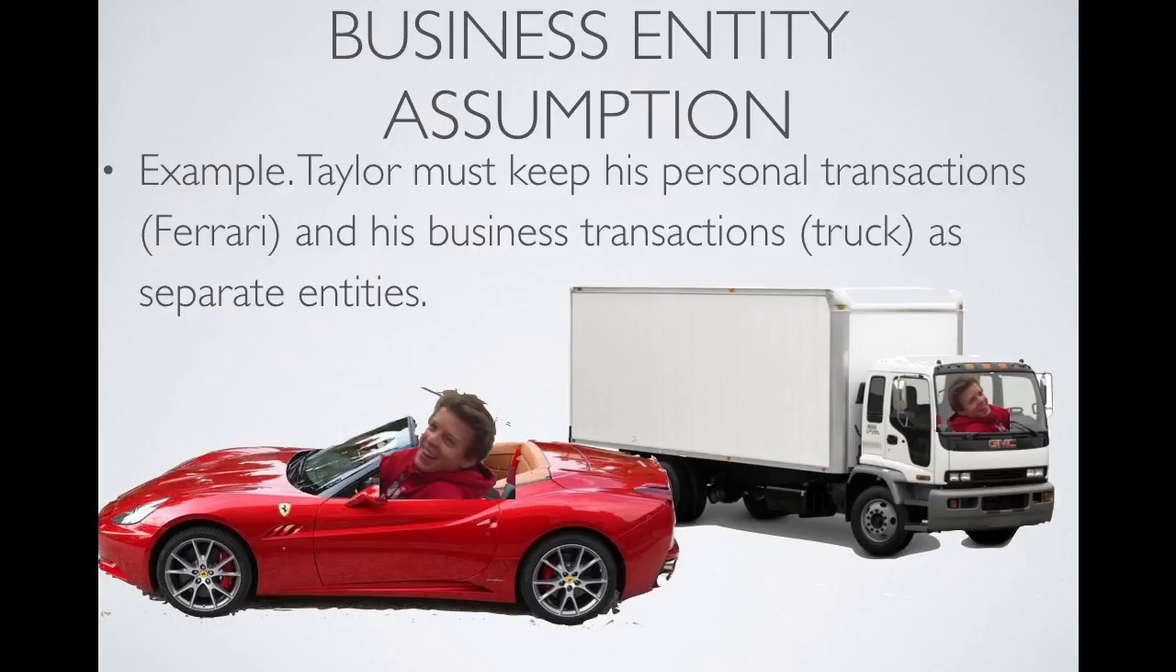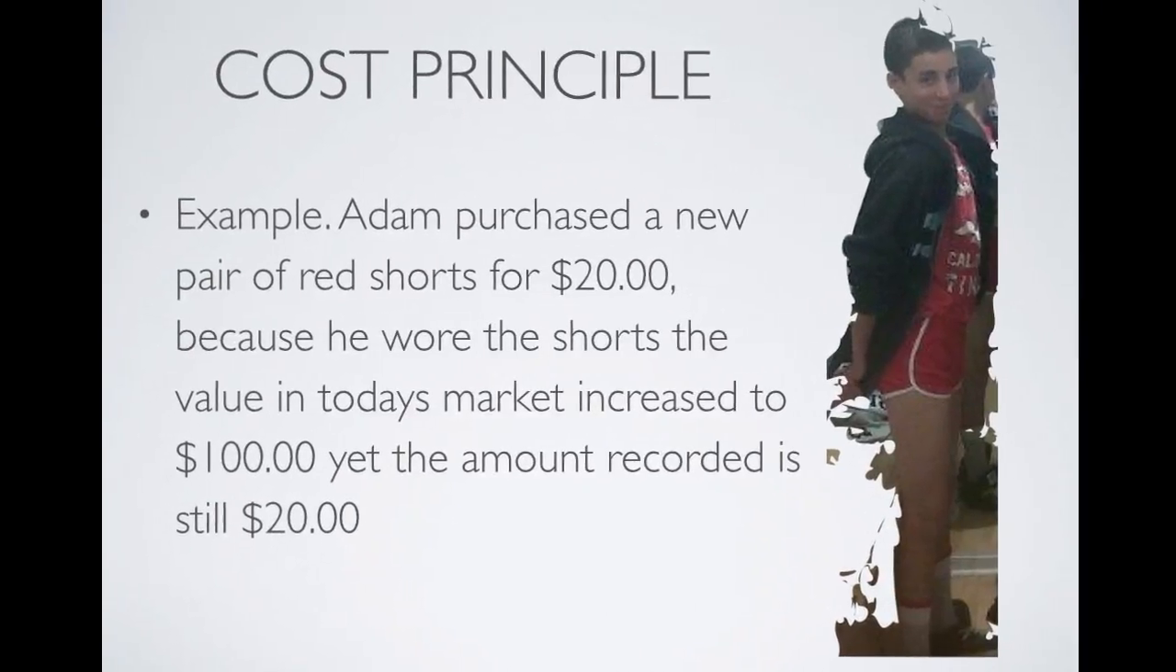Next is the business entity assumption. This rule states that the accountant must keep all of the business transactions of a company separate from the business owner's personal transactions. For legal purposes, a company and its owner are considered to be one entity, but for accounting purposes, they are considered to be two separate entities.